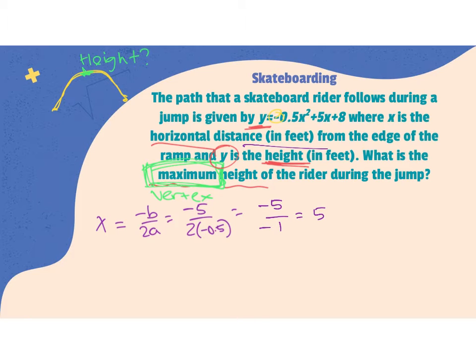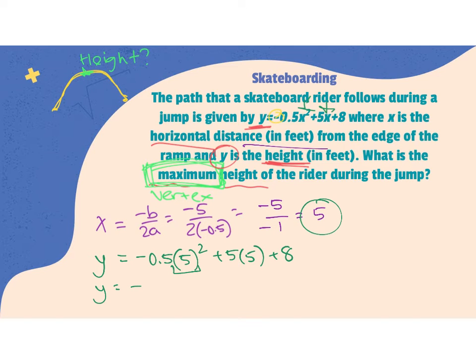But the question is, what is the maximum? So in order to get the maximum, I'm going to take this and plug it in for x and get my y value. So I have y equals negative 0.5 times 5 squared plus 5 times 5 plus 8. Plugging that all into my calculator, start by doing the square. I've got y equals negative 0.5 times 25, 5 squared is 25, plus 5 times 5, plus 8.